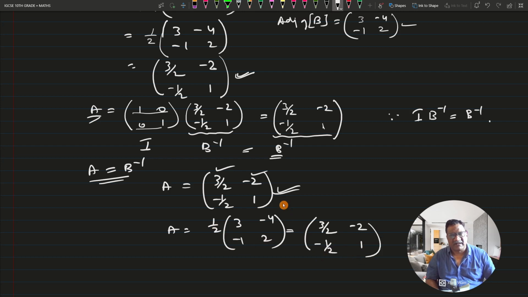Okay. So can you see this and this answer both are same? So in the book behind, this is the answer that is given, which is same as this one that we got. Okay. So nothing wrong with our answer. So our answer is correct. So matrix A will be equal to 3 by 2, minus 2, minus half and a 1, or 1 by 2 times 3, minus 4, minus 1 and a 2. That was question number 16.